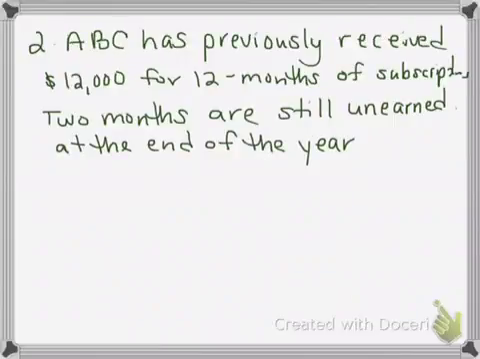The next one is pretty much the same thing, but it's just saying it a little bit differently at the end. The first one told us how much we had earned, right? This one is telling us how much is still unearned. So we still have the $12,000, still a 12-month subscription, so we still have to find the monthly rate, but it tells us that 2 months are still unearned at the end of the year. And so that's the key word that you're looking for in this one, is that unearned.